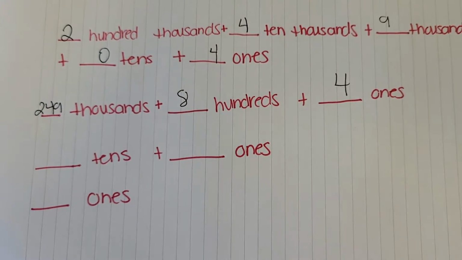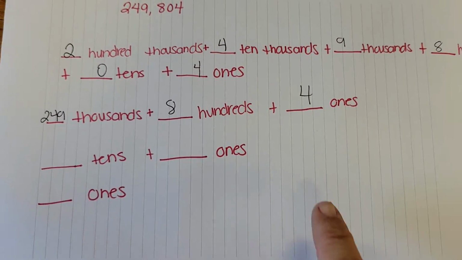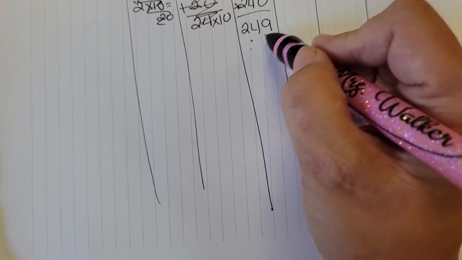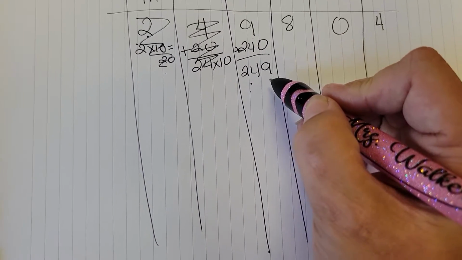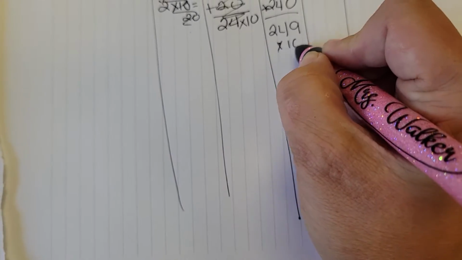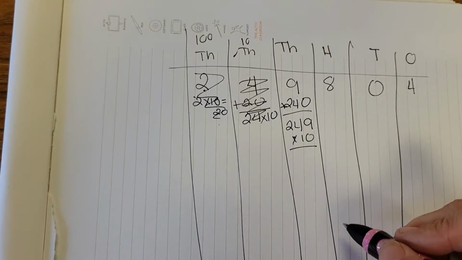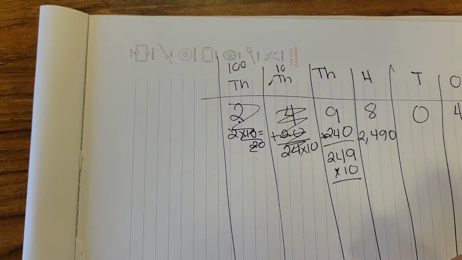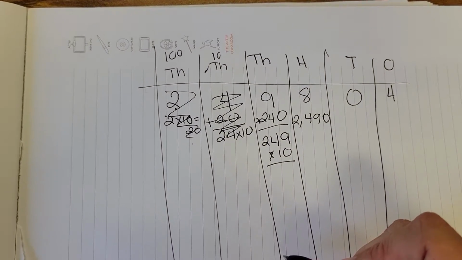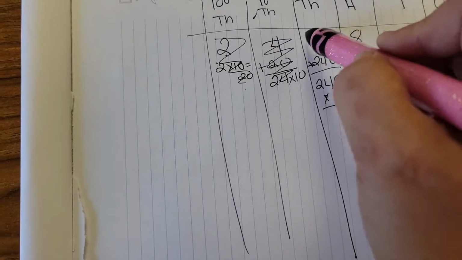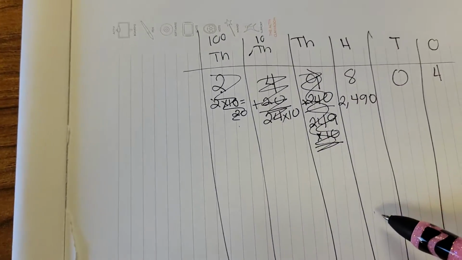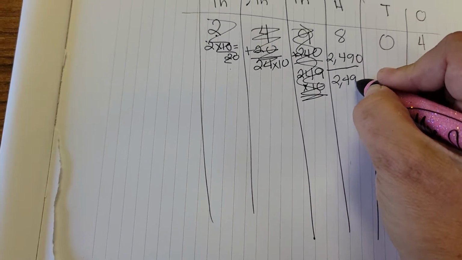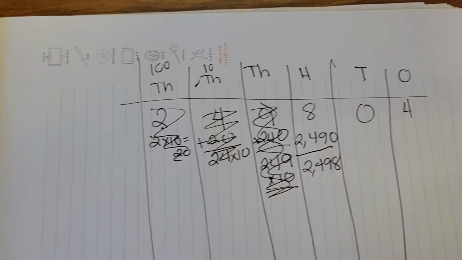Okay. Now there's a part C. Look at this as a whole new problem. Again, I'm just going to keep going because I'm looking for tens and ones. If I multiply 249 times 10, that gives me 2,490. I'm trading my thousands for hundreds, so I'm going to get rid of this because I've traded. And now I have a total of 2,498 hundreds.